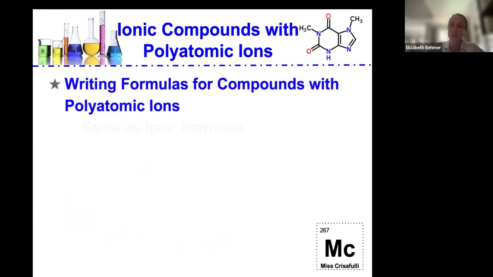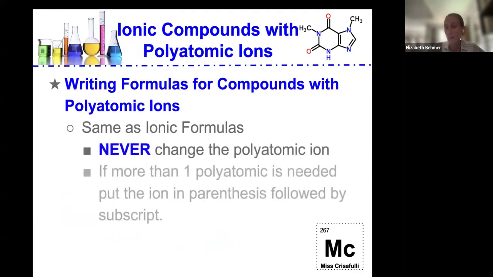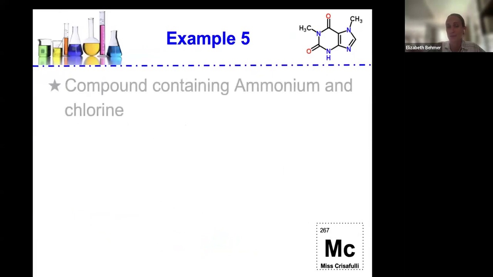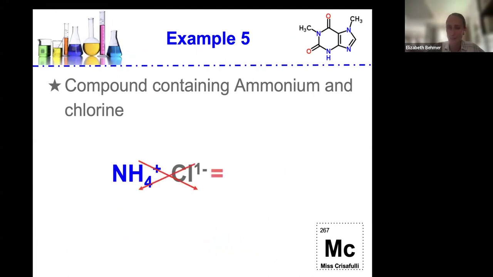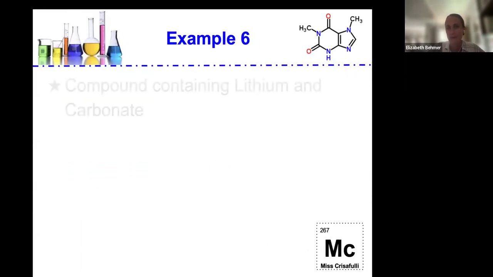Writing formulas for compounds with polyatomic ions is the same as an ionic formula. Never change the polyatomic ion, and if more than one polyatomic ion is needed, put the ion in parentheses followed by a subscript. So let's write the formula for a compound containing ammonium and chlorine. So ammonium we know is NH4 positive, and chlorine is Cl 1 negative. Remember to crisscross the charges. So we'll get NH4Cl. We're crisscrossing the superscript charges and they cancel each other out because they're both just 1.